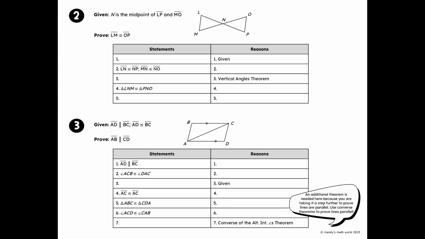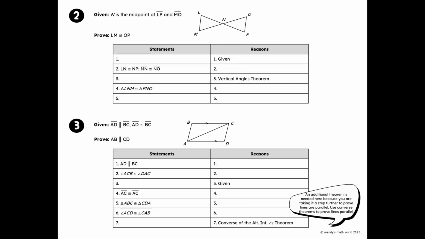Let's move on to example number 2. We are given that N is the midpoint of segment LP and segment MO. We're asked to prove that segment LM is congruent to segment OP. Again, we're not asked to prove these triangles are congruent, but we do need to prove that they're congruent first before we can prove that these segments are congruent.